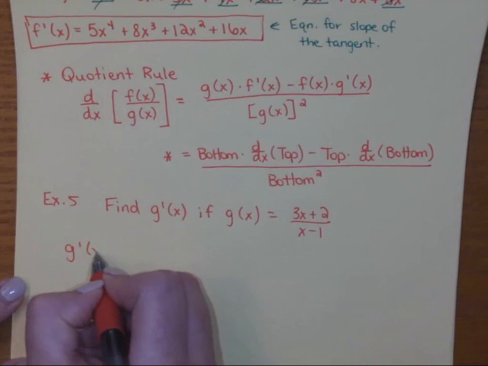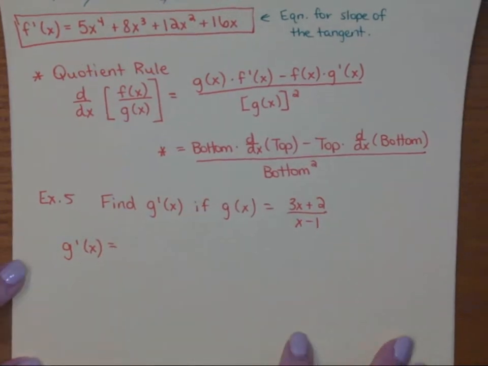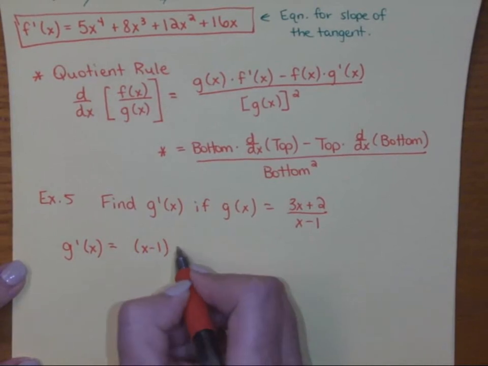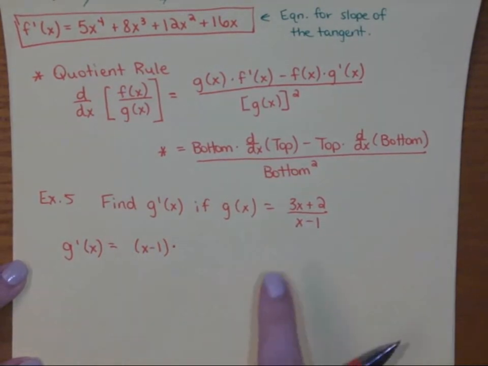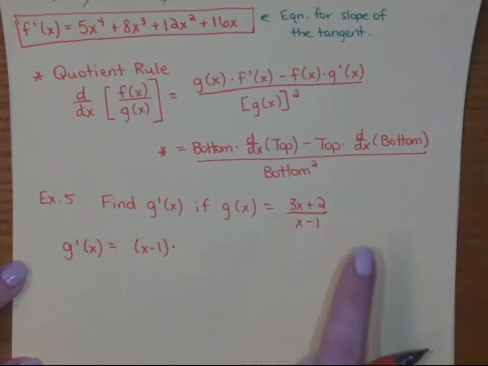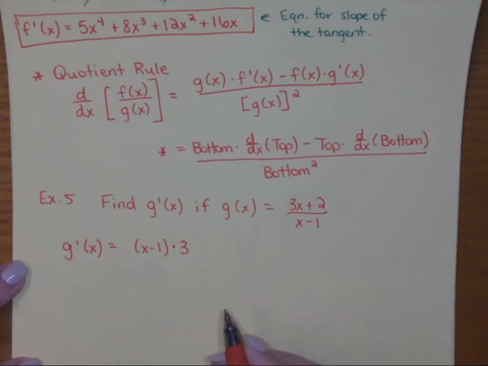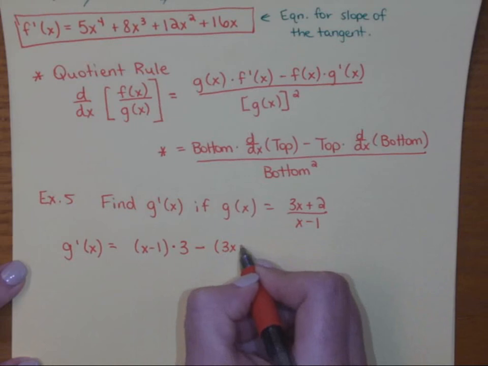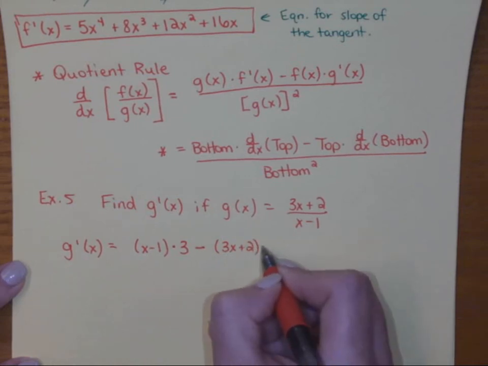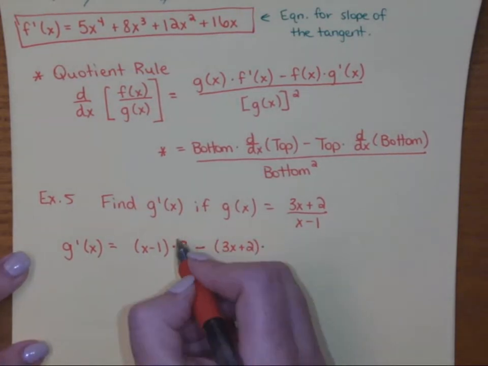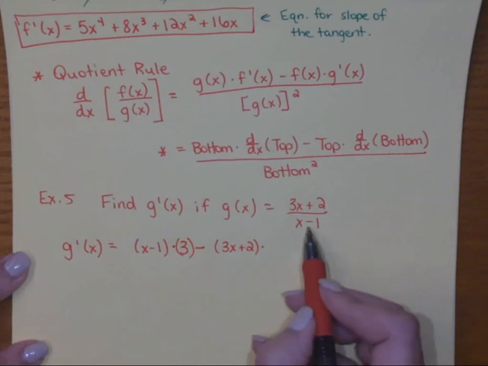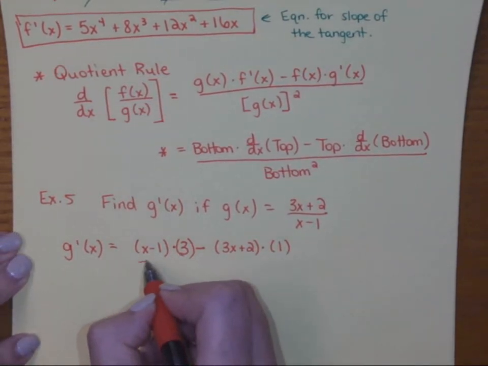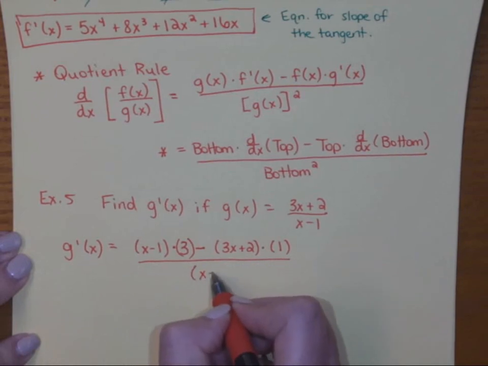Alright, so the derivative is, we're going to go slow, okay, so it is bottom times derivative of the top. So what would the derivative of 3x plus 2 be? It's 3, okay, minus the top times the derivative of the bottom. I'm going to go ahead and put that in parentheses also. The derivative of x minus 1 would just be 1. And then it's all over the bottom squared.